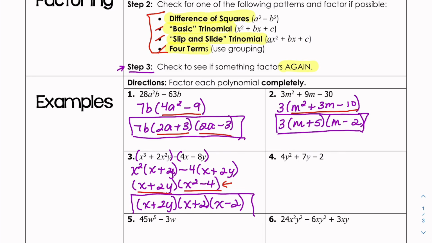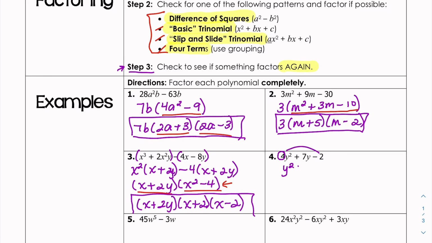Okay. All right, let's take a look at number 4. We have 4y squared plus 7y minus 2. For this one, we want to look for that greatest common factor always. And this one does not have a greatest common factor. So we're going to skip into our special factoring types. And we're looking at a trinomial with a leading coefficient. So we're going to do some slip and slide here.